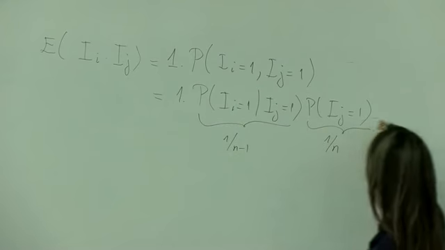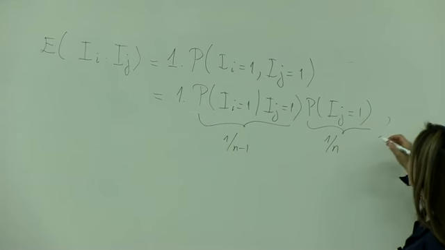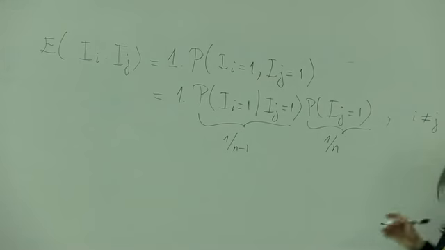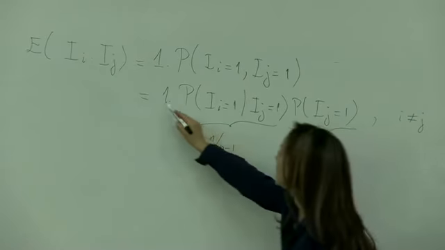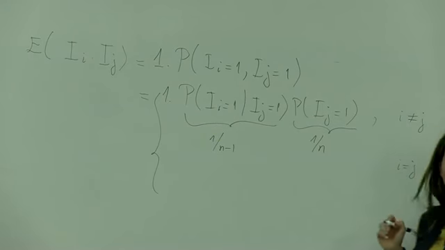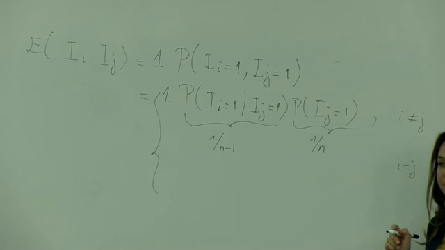Let me just say, this is true when i is not equal to j. I and j are different. When i and j are the same, then what do we do? It's 1.